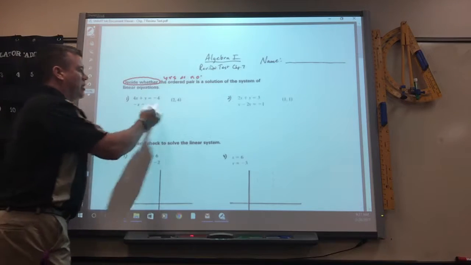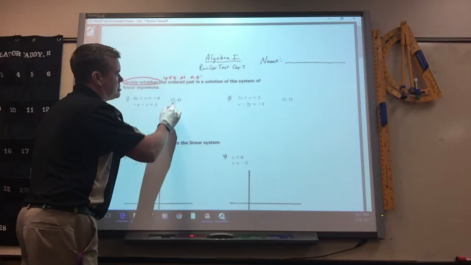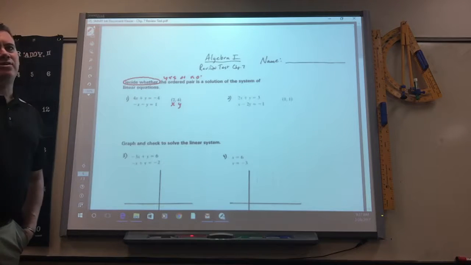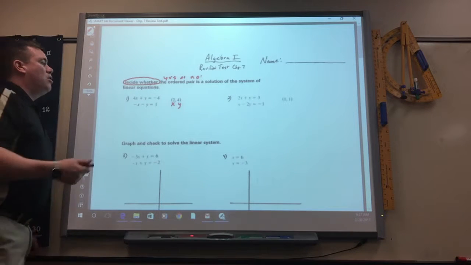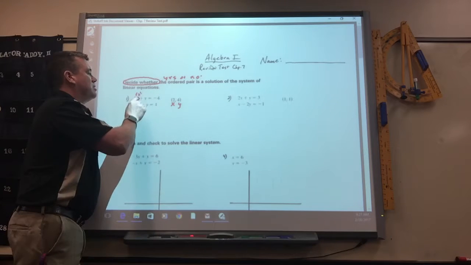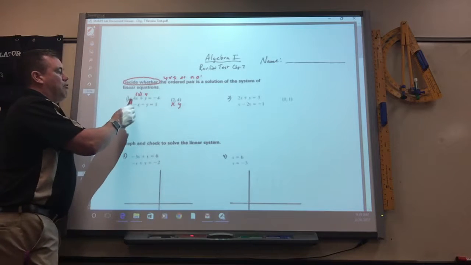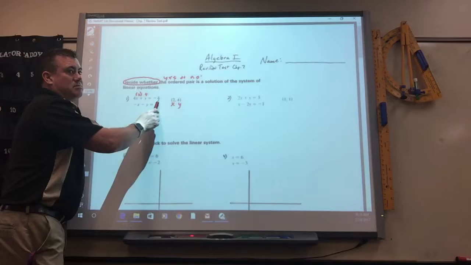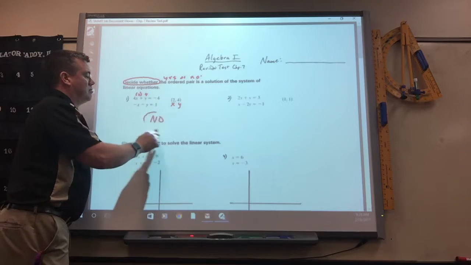They're saying they solved it and they got x to be 2 and y to be 4, and they're wondering, is that correct? So in order to check, you just got to plug 2 in for the x and 4 in for the y and see if it is. 4 times 2 is 8, plus 4 is 12. No. So that's no.